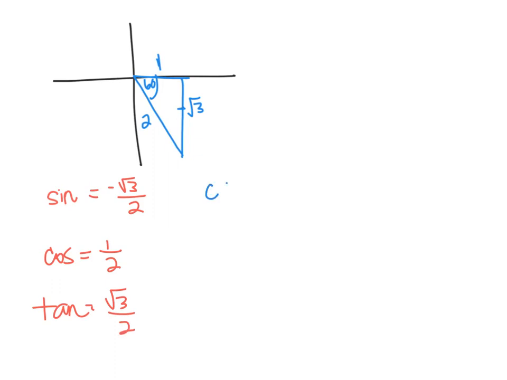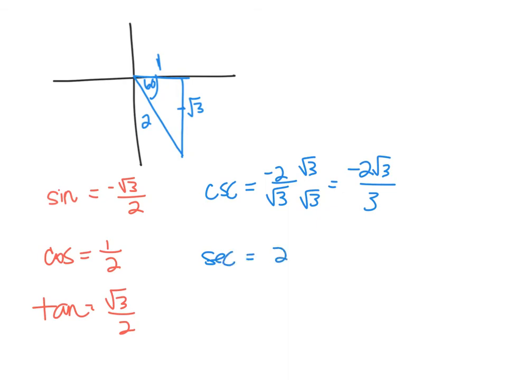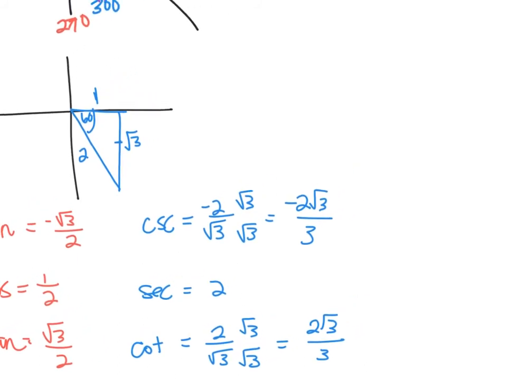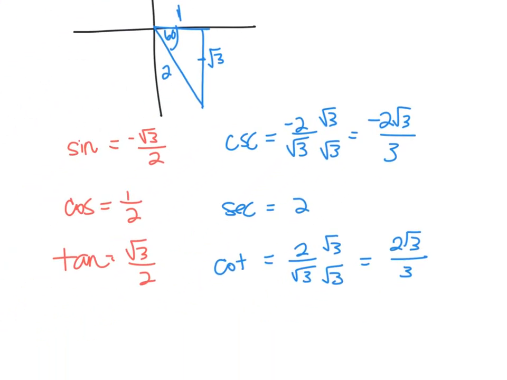Alright, cosecant is the reciprocal, so negative 2 over square root of 3, but then we have to rationalize, so we get negative 2 root 3 over 3. Secant is our reciprocal of cosine, so 2 over 1, or 2. And then cotangent is, we flip 2 over root 3, rationalize, we just did something similar up there with cosecant, so we could certainly look at that work. 2 square root of 3 over 3.